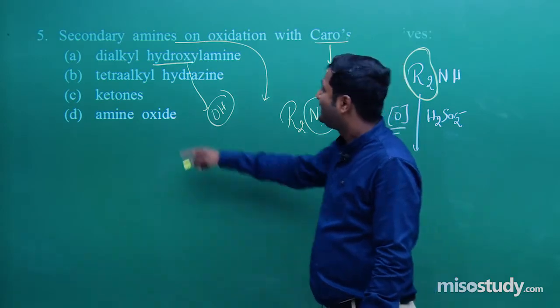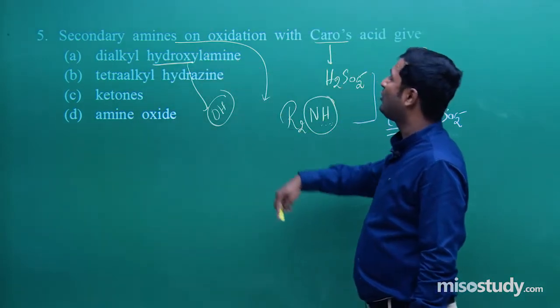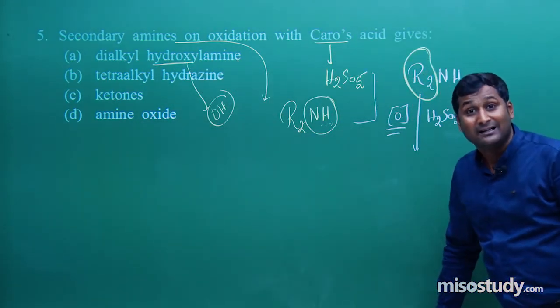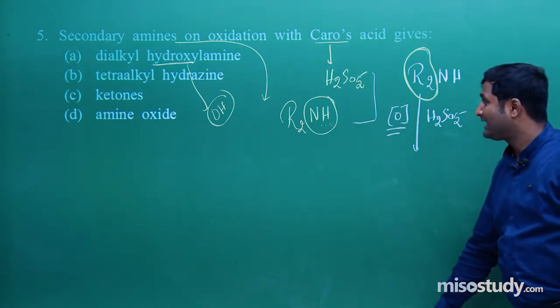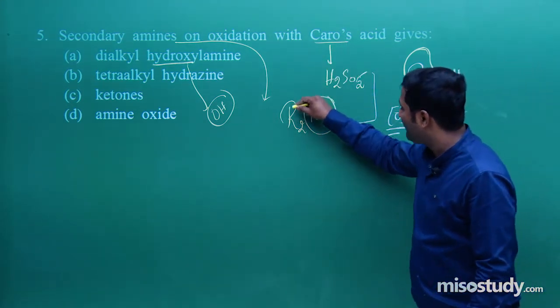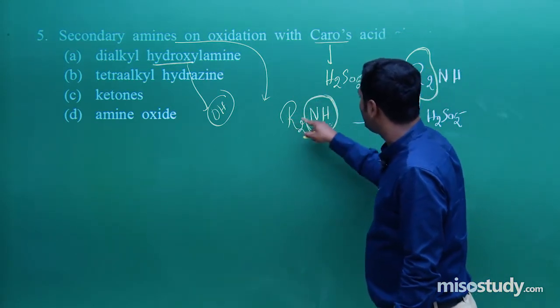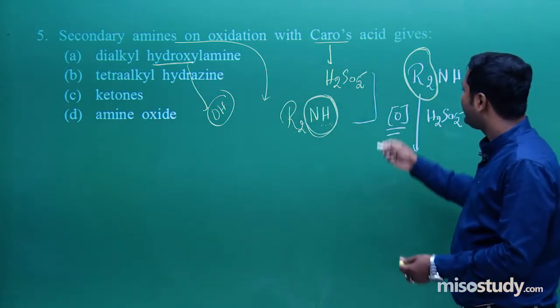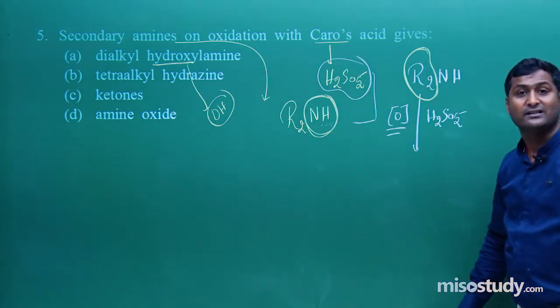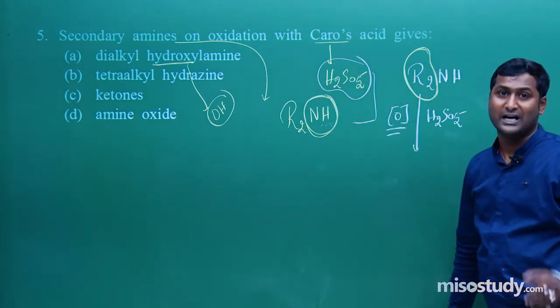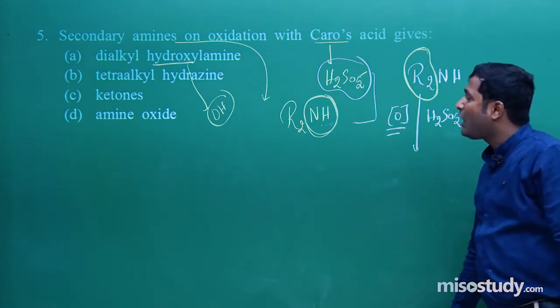Clear to you? Dialkyl hydroxylamine. This is a special type of oxidation. What I am telling is, if a secondary amine, that is R2NH, is treated with Caro's acid, it undergoes oxidation, that is removal of hydrogen and addition of oxygen.